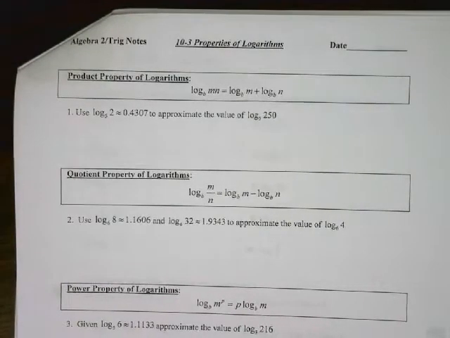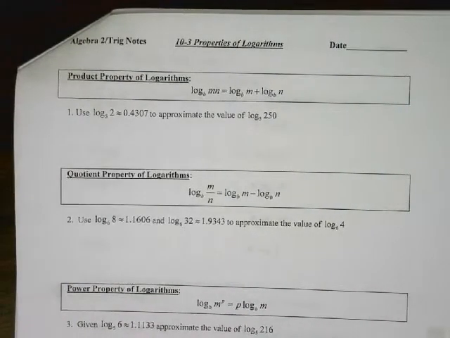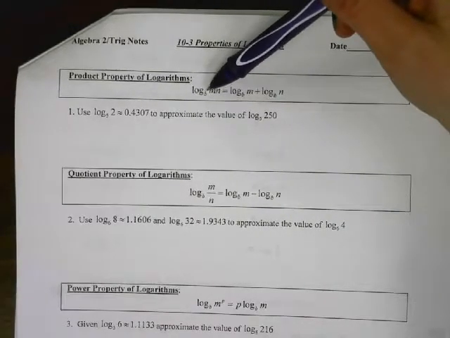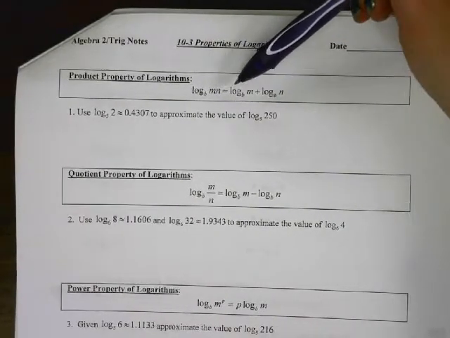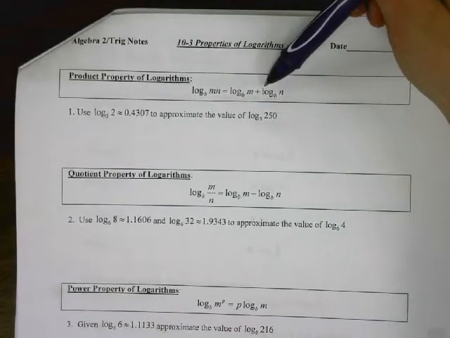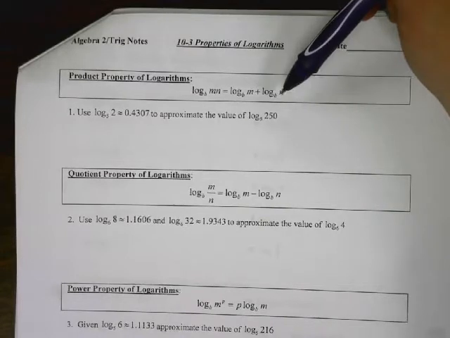Okay, 10-3 is properties of logarithms. So the first property we have right there is called the product property of logarithms. And the product property of logarithms says that if I have log base b of m times n, then I can pull that apart and write that as log base b of m plus log base b of n.